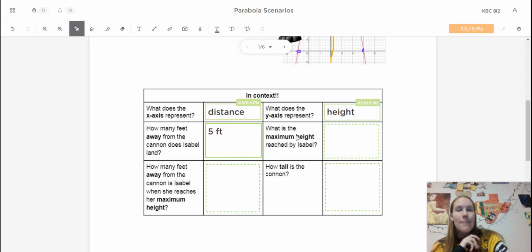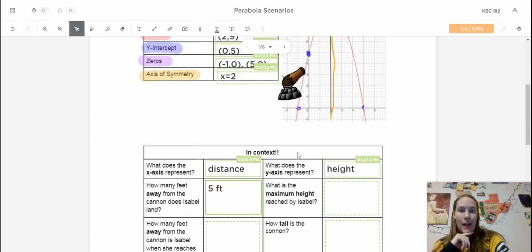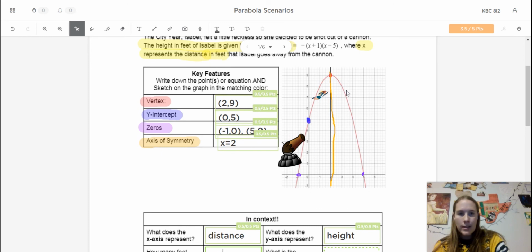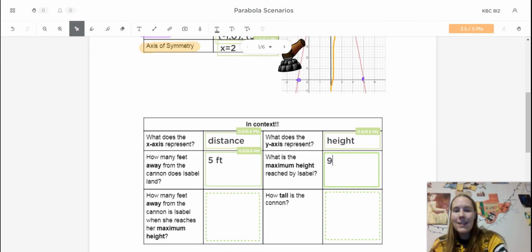Then it asks, what is the maximum height reached by Isabel? So I go back to this. Where's the height? Ooh, this is the highest point right here, our vertex. And the height is the y-axis, so that's 9. So that means 9 feet is the highest that she gets.